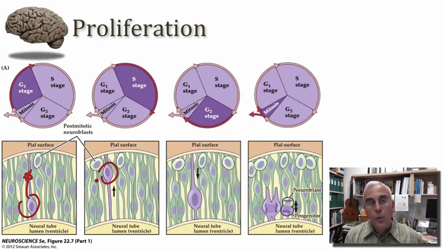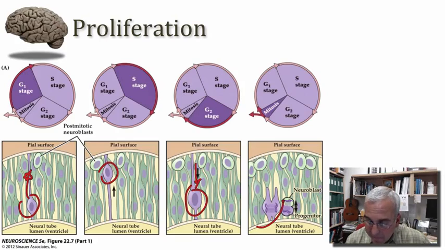So as this cell body begins to translocate up towards the pial surface, the cell now enters the synthesis stage where DNA is being replicated. And then as DNA is replicated, the cell body then migrates back down towards the luminal surface of this developing neural tube as the cell gets ready for division. And it's near the ventricular surface then of this neural tube that mitosis occurs.